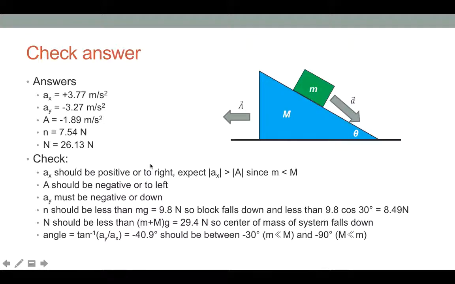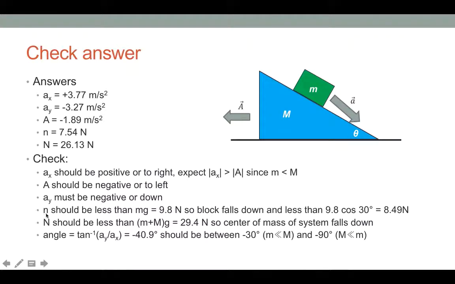Now we need to ask ourselves, okay, do these make sense? Well, the acceleration of the block in the x direction should be positive or to the right, and we expect its acceleration to be less than the acceleration of the much heavier ramp, which is what it is. Capital A should be negative or to the left, which it is. A sub y should be negative or it's going down, which it is. So the accelerations make sense.